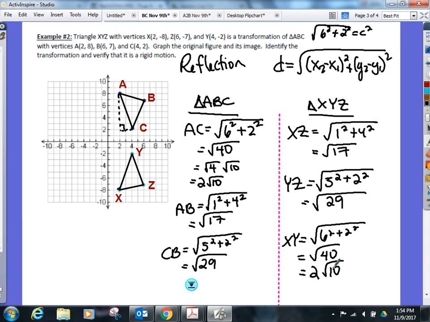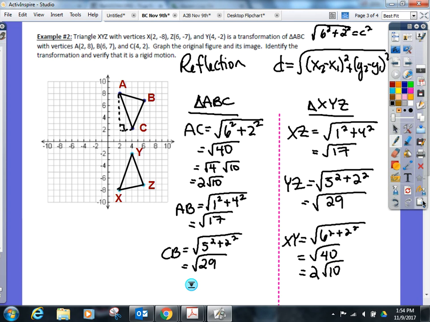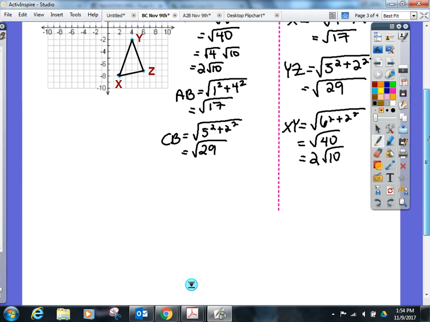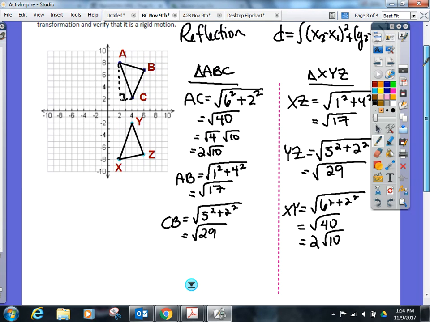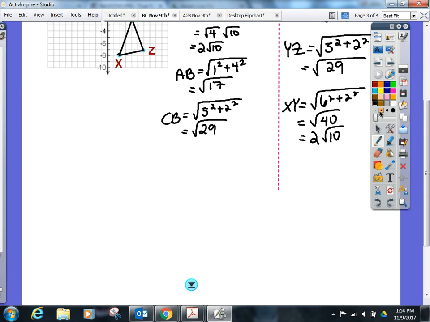So what do we notice here? Do I have 3 pairs of congruent sides? Yes, but we can't just leave it with the work. We got to do a little concluding statement here. So what do we know about this reflection? It's a rigid motion.